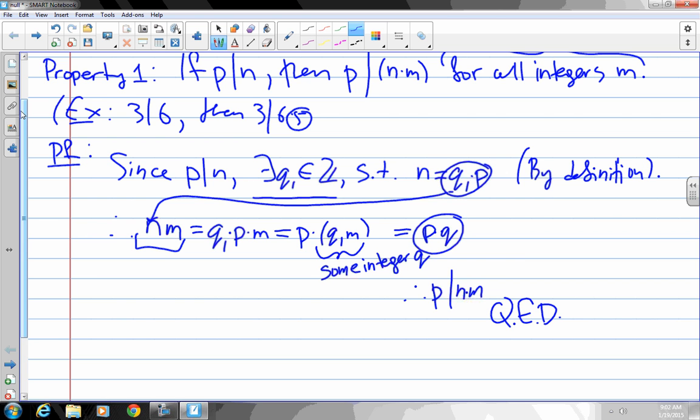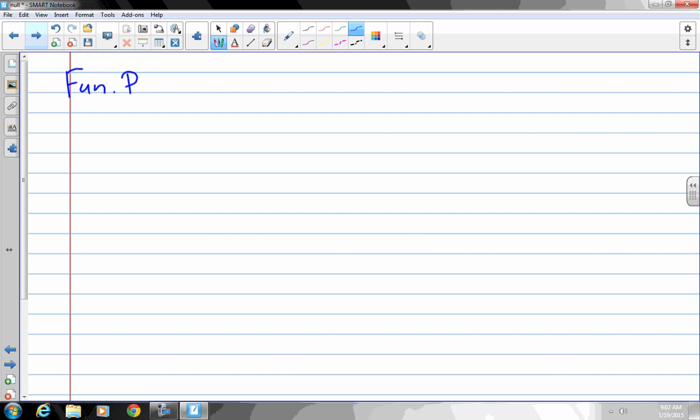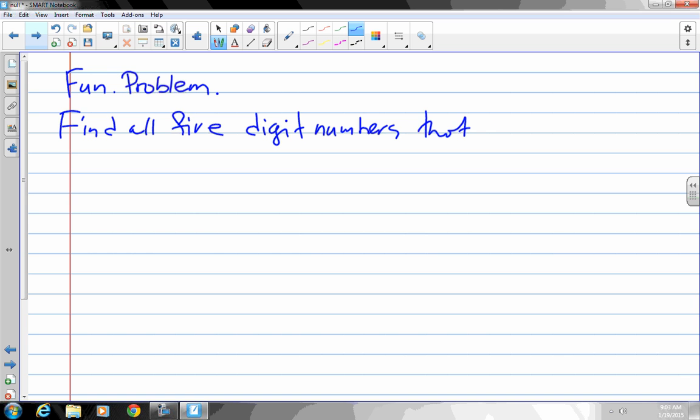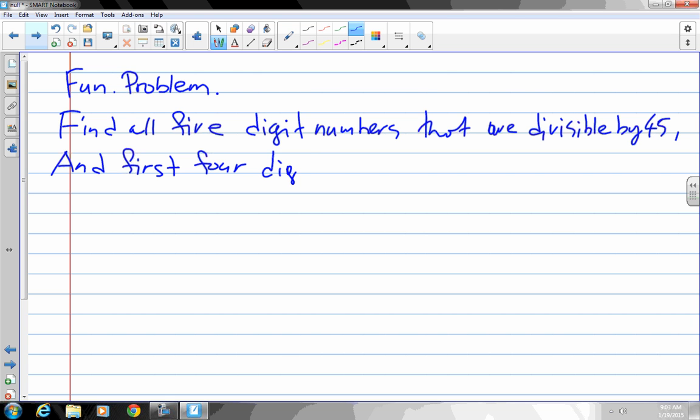Let's do a fun problem. Fun problem. So I want us to find all 5-digit numbers that are divisible by 45 and the first 4 digits are consecutive. Like 1, 2, 3, 4, and then whatever, right?